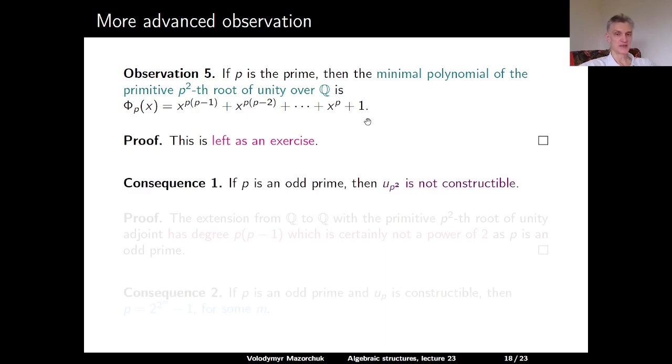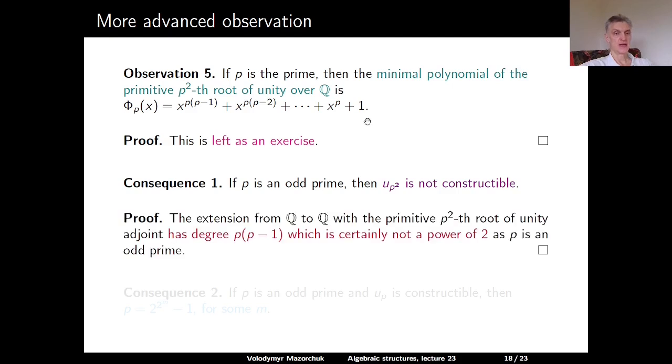A consequence of this: if p is an odd prime, then u_{p²} is not constructible. Indeed, the extension from Q to Q with the primitive p squared roots of unity added has degree p(p−1) by observation 5, and this is not a power of 2 because p is an odd prime.